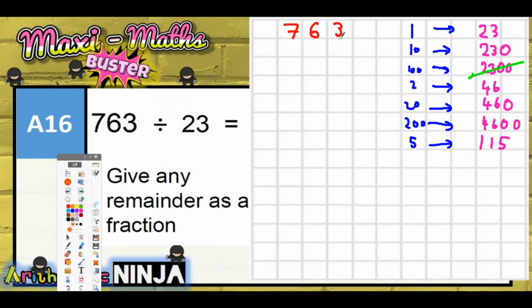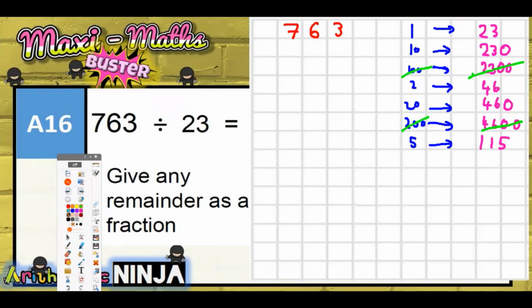So you might think, why did we do that in the first place? Well, had this been 7,630, then 2,300 would have been quite a useful chunk. Sometimes it is worth making that chunk of 100 and the chunk of 200 because it will be useful, especially with a 4-digit number. But this is only a 3-digit number. So 2,300 is already too big. 4,600 is already too big. So we might as well cross those ones off.